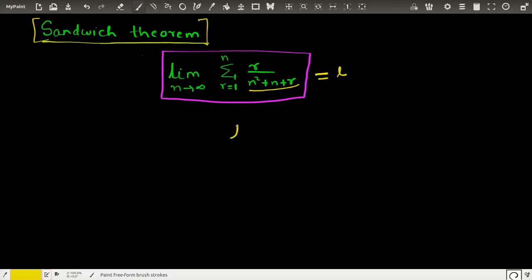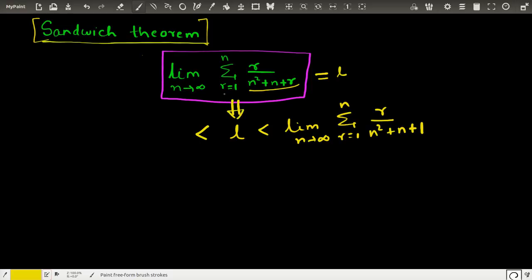So clearly can we say that this limit L would be less than the limit of a function above it, the summation r equals 1 to n of r upon n square plus n. Now if the denominator is less, then the value is more. So can we say plus 1? It would always be more than this, and the limit of this function value would be more than the limit as n tends towards infinity.